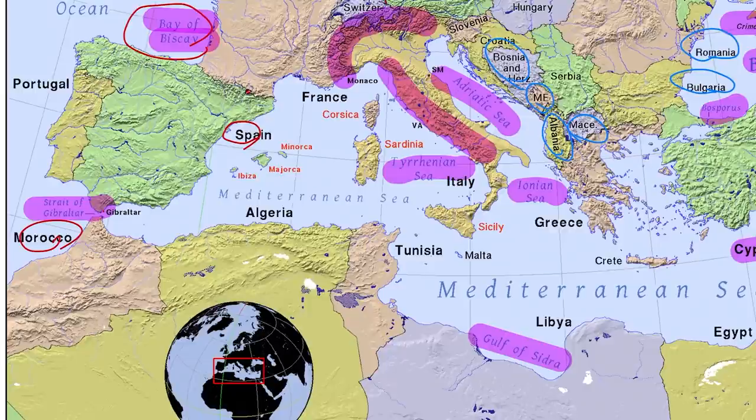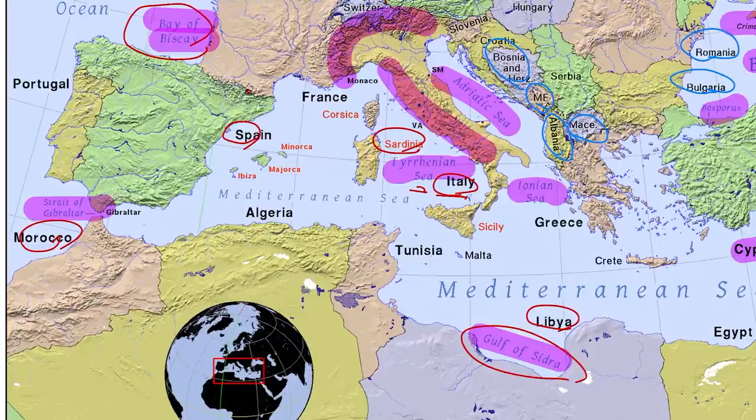And then coming to next, we have the Tyrrhenian Sea. So friends, the Tyrrhenian Sea is between Italy and Sardinia. So Italy and Sardinia and the Tyrrhenian Sea we have to remember. Then we have the Gulf of Sidra, that is embedded by Libyan shores.